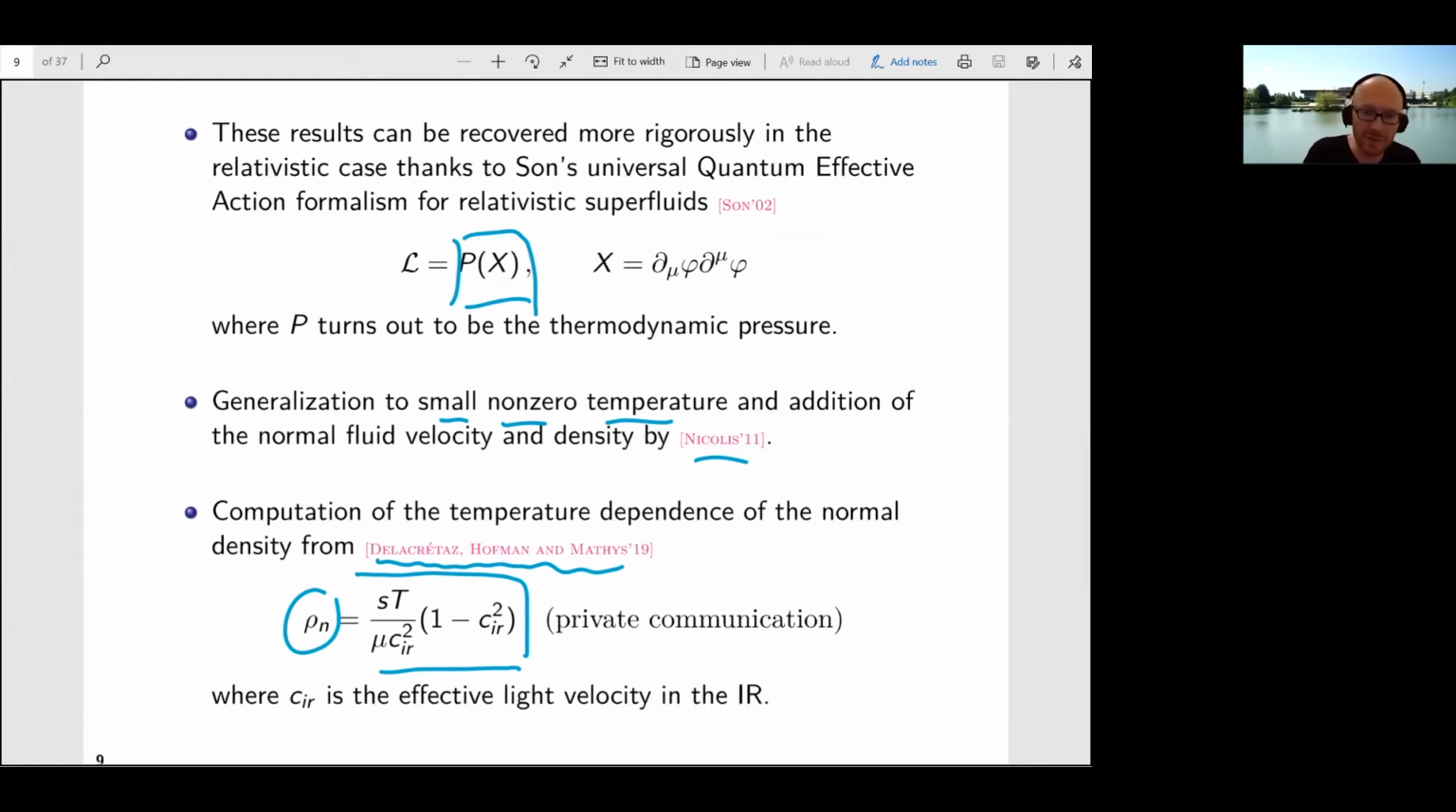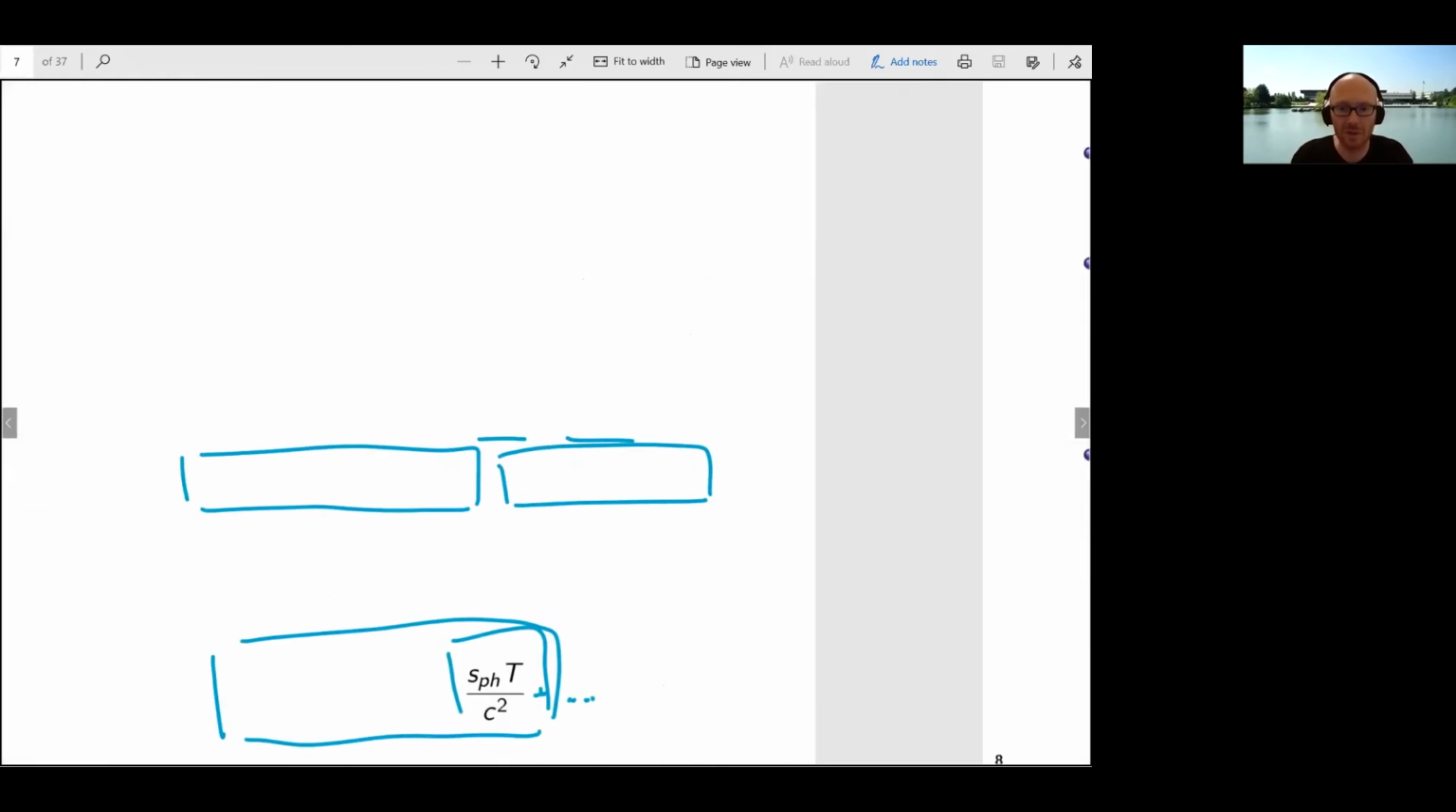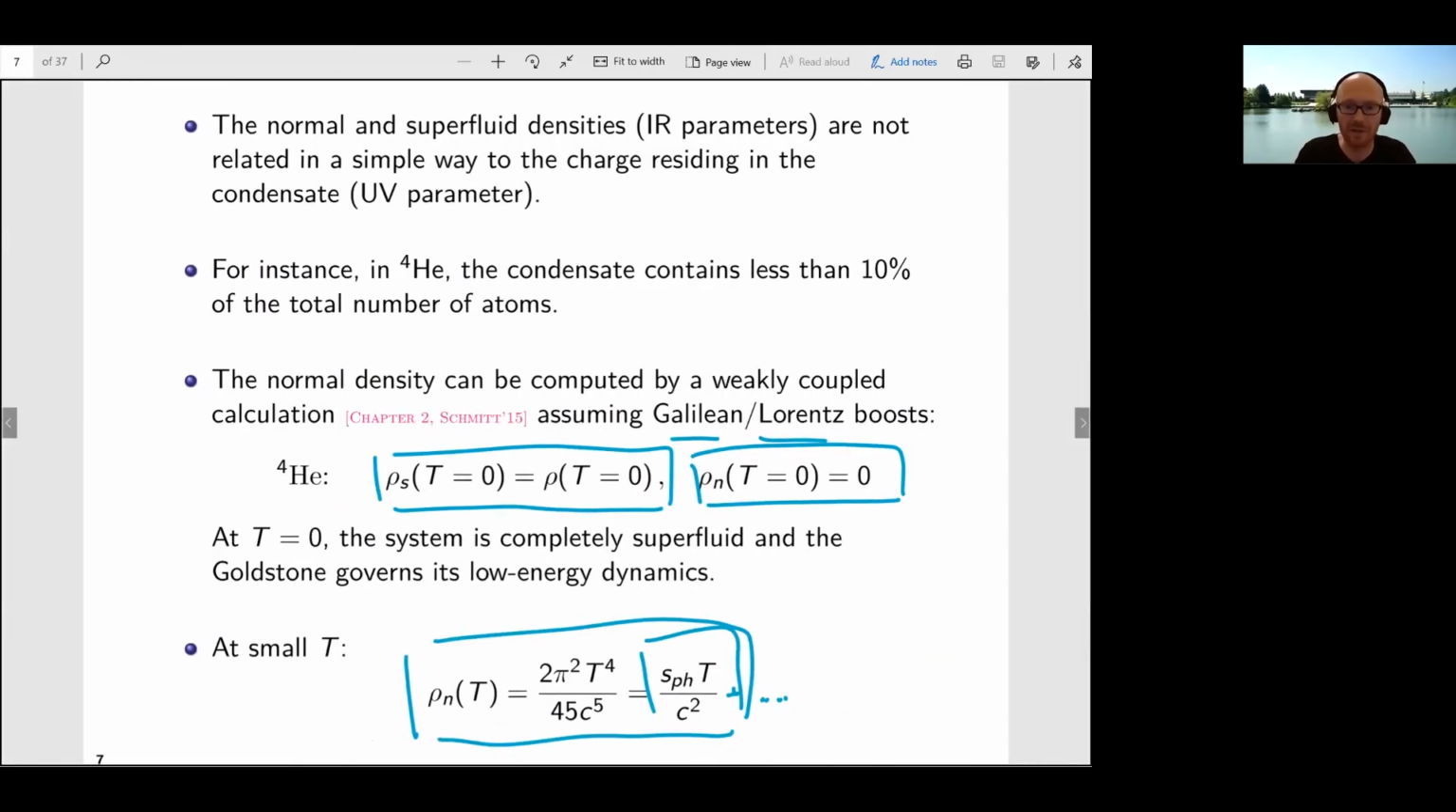So in particular, you see that there's a small difference compared to the non-relativistic calculation. There's an extra term that you can neglect, of course, if C is very small, which is the limit in which this calculation here is usually done.